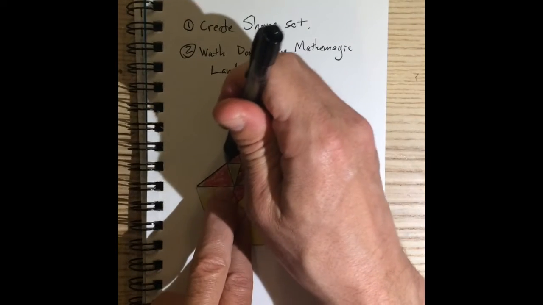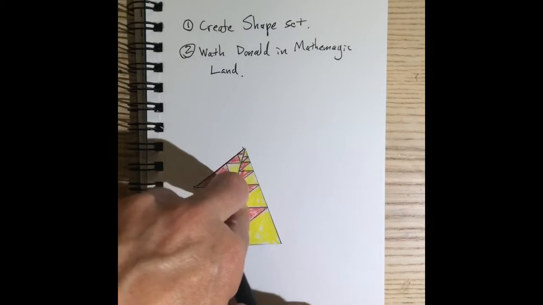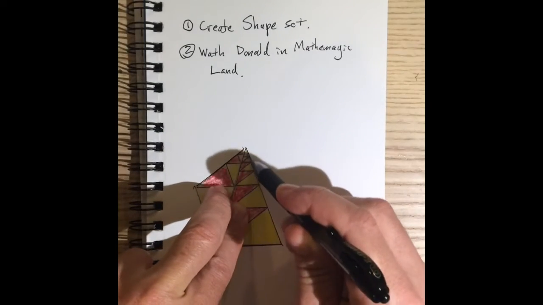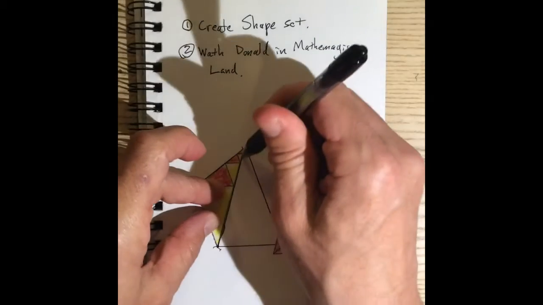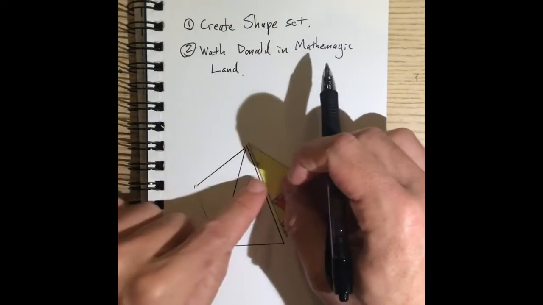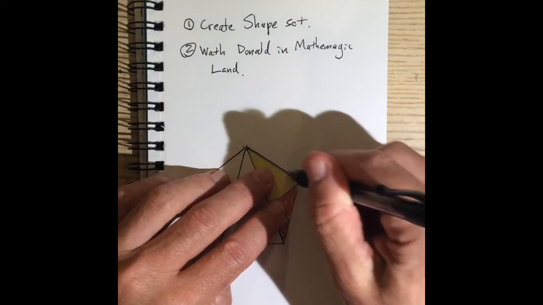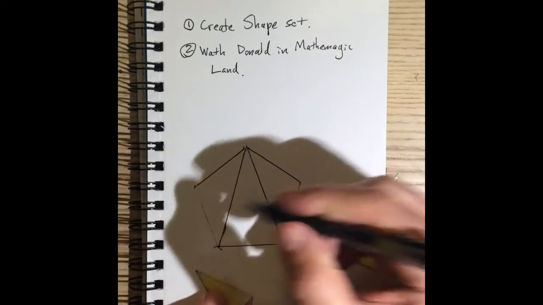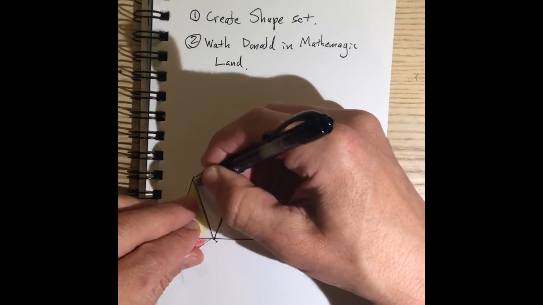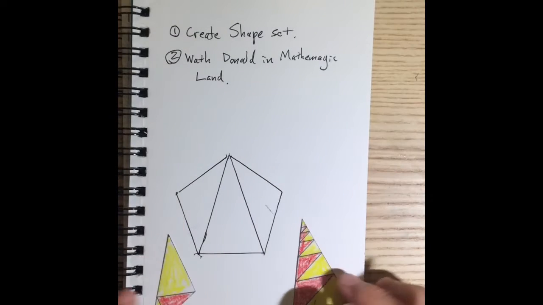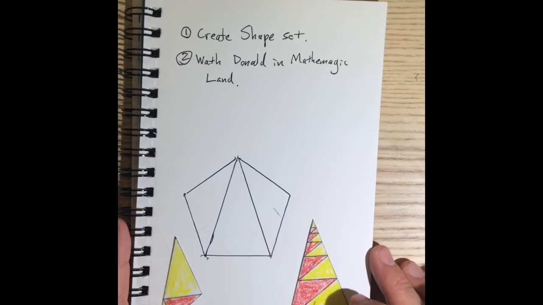So if I take a pentagon and I divide it up into its constituent components, I can make it out of these two kinds of triangles. And these are two of the shapes in the shape set. So I can use this shape to draw this. So what these two shapes do is they kind of tell you about how a pentagon works in some sense.